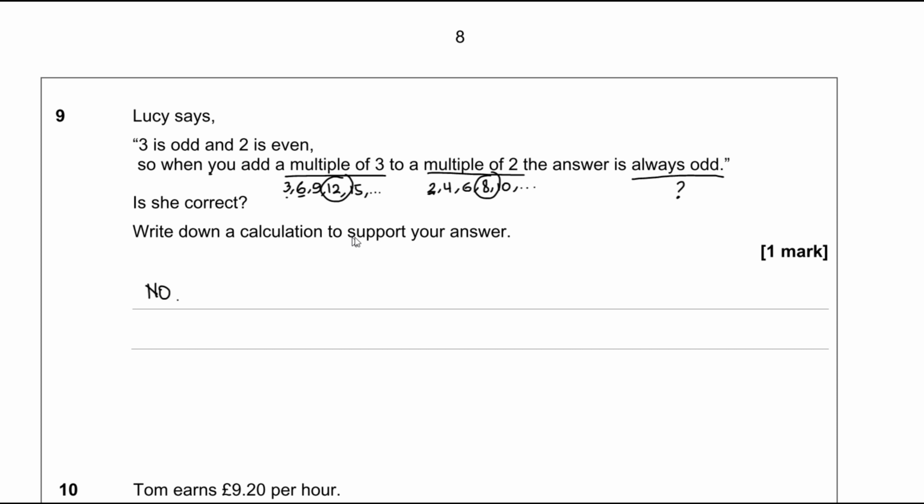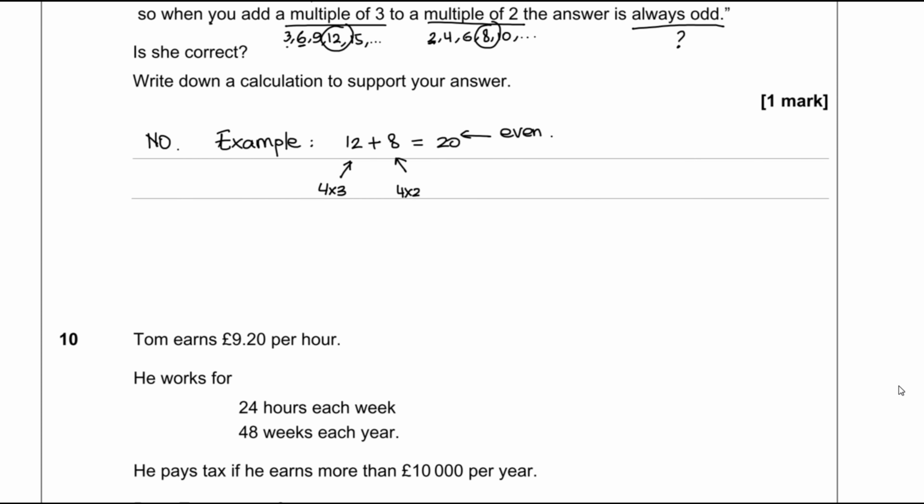Write down the calculation to support your answer. Let's show one example. So we can take our examples. For example, 12 add 8 is 20. It is a multiple of 3, which is 4 times 3, and this is a multiple of 2, which is 4 times 2, and this is an even number. So I think it should be good. Let's go straight to the next question.